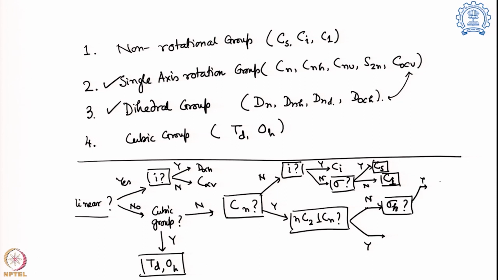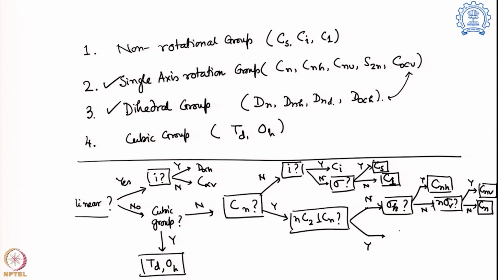If the answer is yes, they belong to CnH. If the answer is no, then you ask, do you have n number of sigma V's or not? If the answer is yes, then it is CnV. If the answer is no, it belongs to Cn point group. So, these are the different point groups we can find for single axis rotation group.